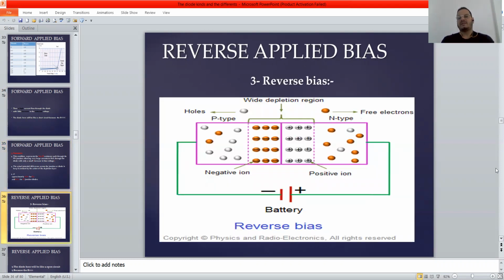Here, reverse apply, the last one, the N will be with the positive terminal, P with the negative terminal. The depletion region will be bigger than in forward bias, and we will be dealing with diffusion from both sides, majority of both sides.